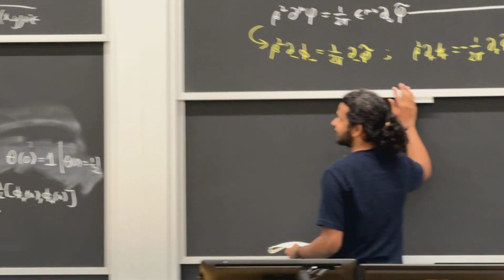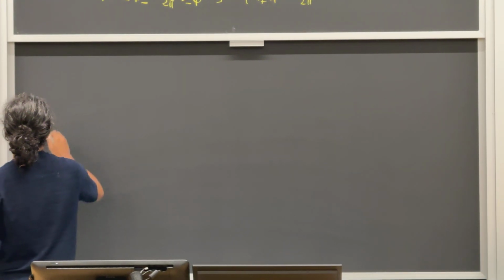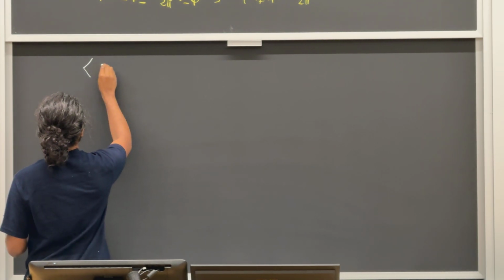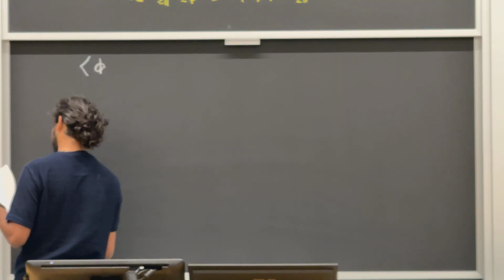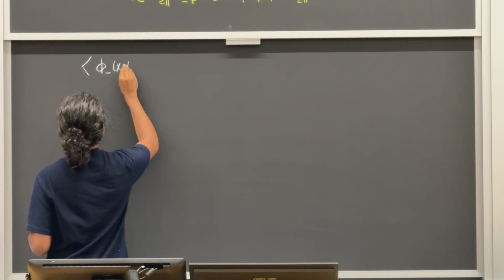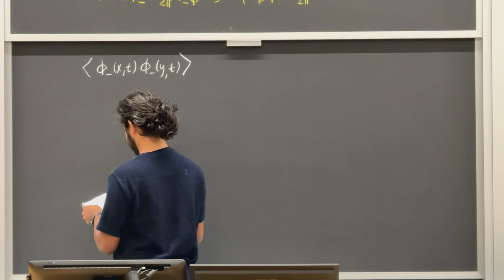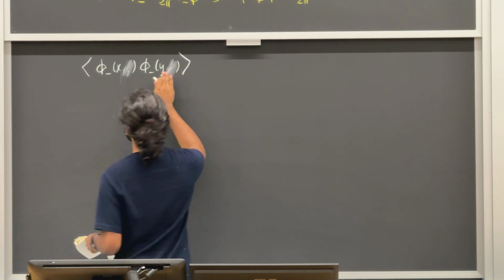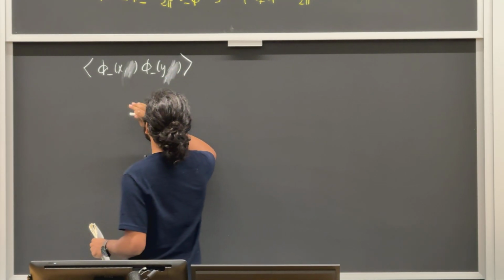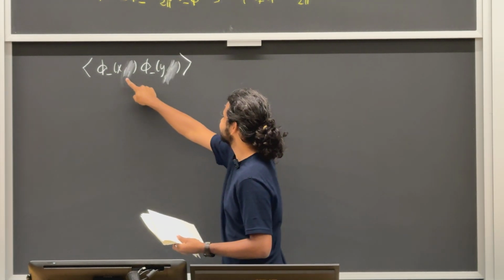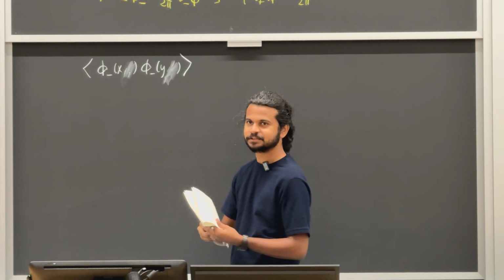So these are commutators. Let's evaluate some 2-point functions. So let's try to evaluate something like this: phi minus (x, t), phi minus (y). x and y are now two-dimensional objects. So as Sid said, when x goes close to y, this diverges. We'll see that it will diverge.